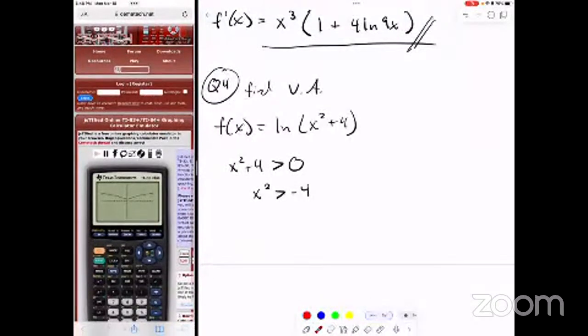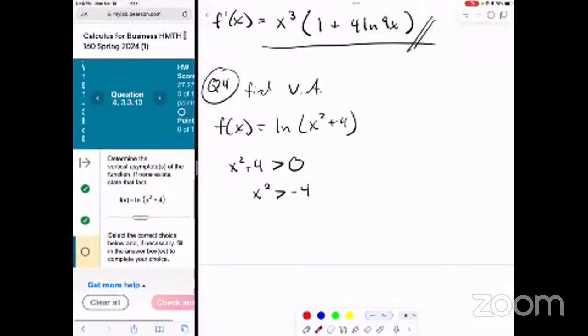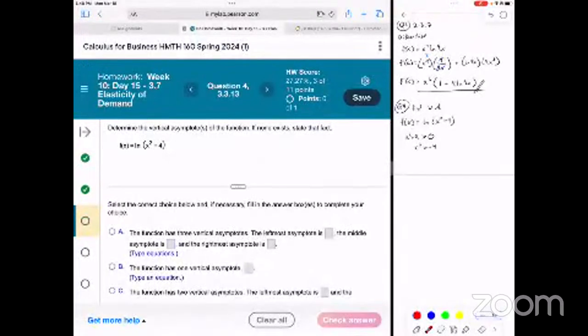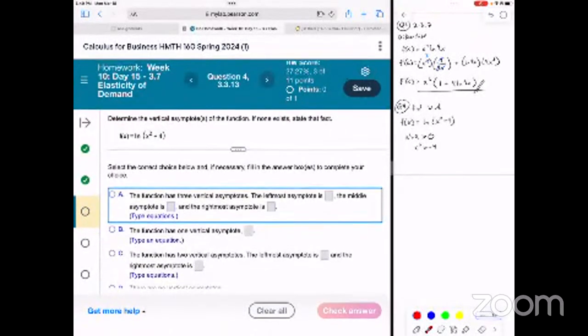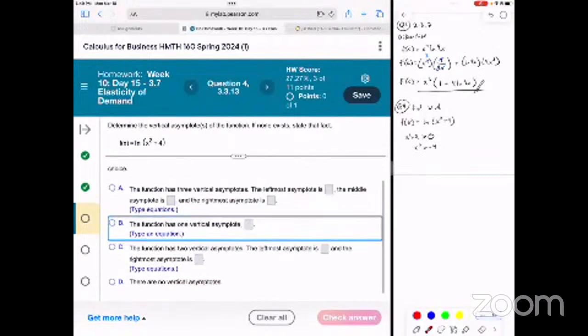Okay. So here, let's just minimize this a little. I don't think there are any vertical asymptotes.